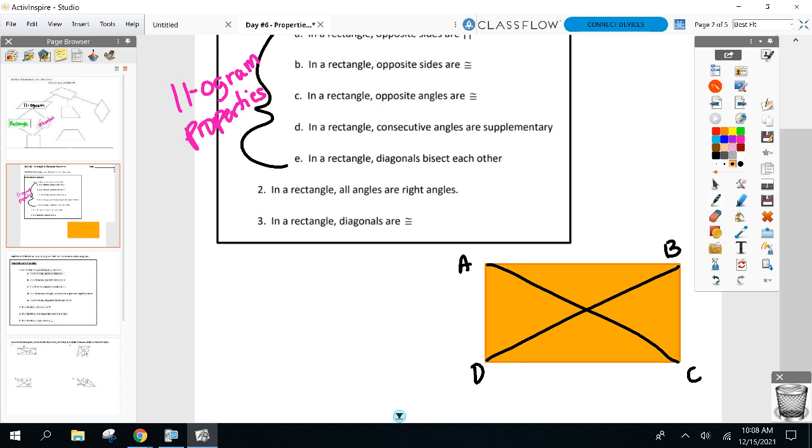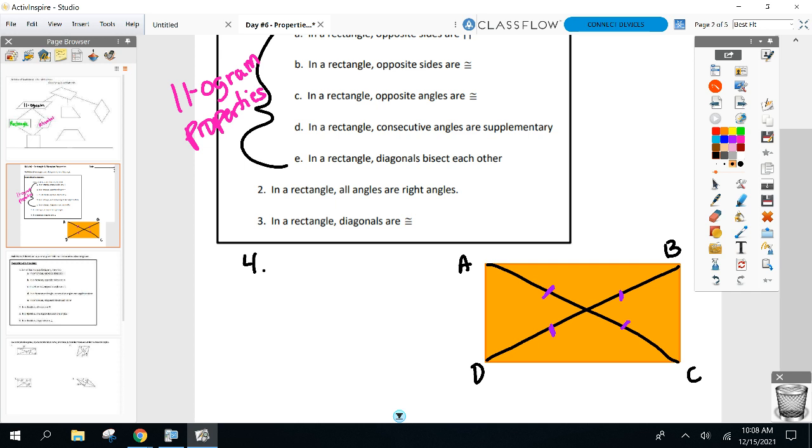So BD and AC both equal 10. They cut each other in half. What's each little segment now? What's the length? So what are you telling me about each little segment now? They're all congruent. Everyone see that? They're all congruent. And this leads me to, and you're going to write this down right now, a 4th property of a rectangle.